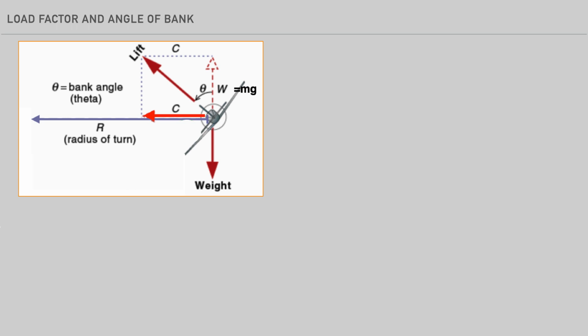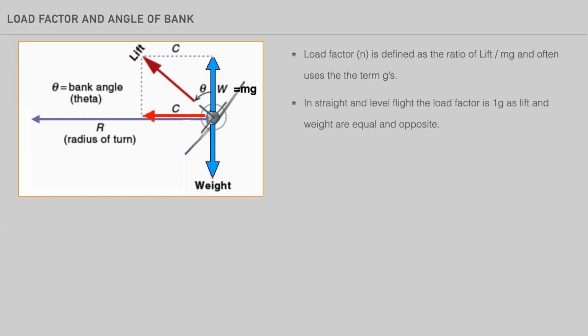Next, let's talk about load factor and angle of bank. Load factor is defined as the ratio of lift over weight and often uses the term Gs. It is a measure of stress imposed on the aircraft during various flight maneuvers. In straight and level flight, the load factor is 1, as lift and weight are equal and opposite.